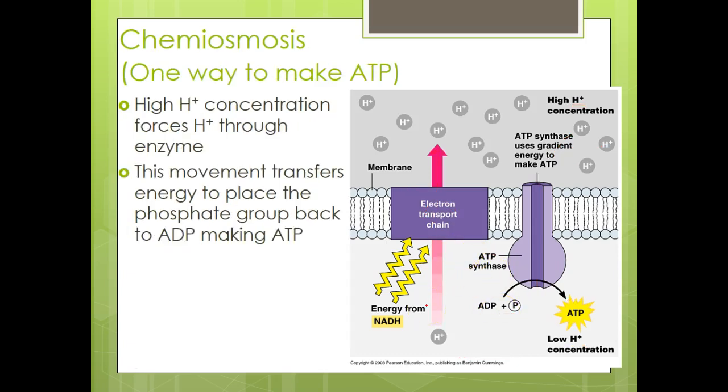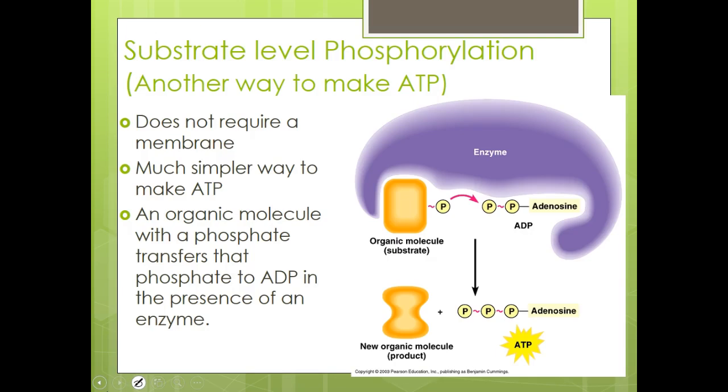Chemiosmosis is the main way to make ATP. I say here that it's one way to make ATP, but it is the primary way in which we're going to make energy. And the majority of the energy that is made in a cell is made this way. This is the most important way to make energy, ATP. Okay, and so what is the other way that we make ATP? And the answer is substrate-level phosphorylation.